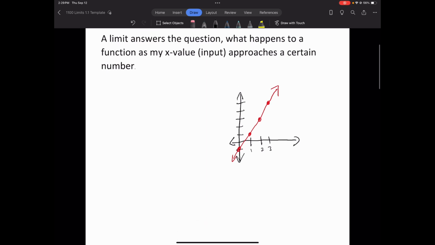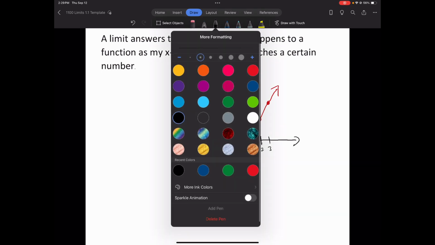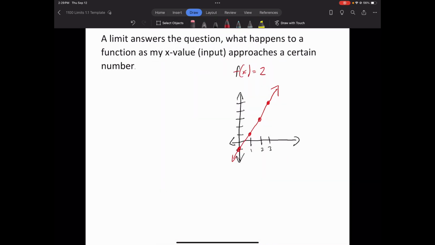So let's look at an example. Here we have a nice simple linear function of 2x minus 1. But what if I wanted to know what's happening to the function as I approach this value of 3? Well, to write that as a limit, I would write lim for limit, and then under that I would write x arrow 3. And that's saying what's happening as x approaches 3. So x is approaching this value of 3. And what's happening to my function? So what's my limit of f of x?